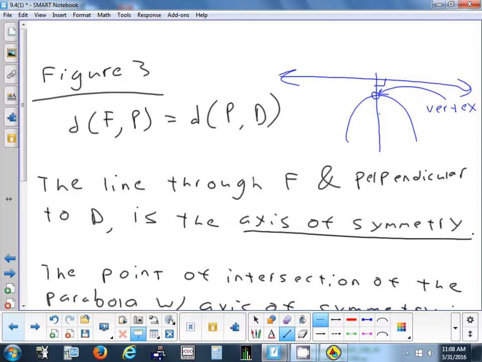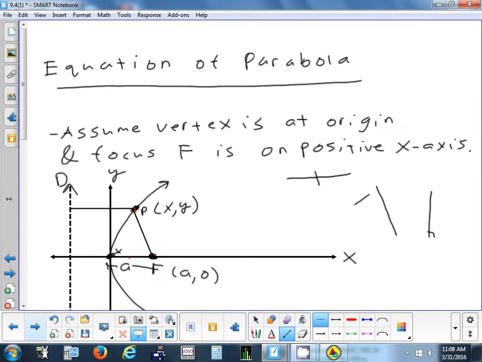The distance from the focus to the point and the distance from the point to the directrix is the same. So we can put in a tick mark showing those two distances to be equal. And that's basically the concept to find out the equation of a parabola. Calculate the horizontal distance, calculate the distance from P to the focus, and set the two distances equal. And that's it. We'll have our equation.